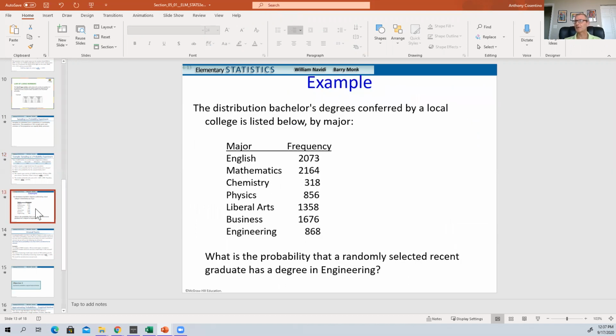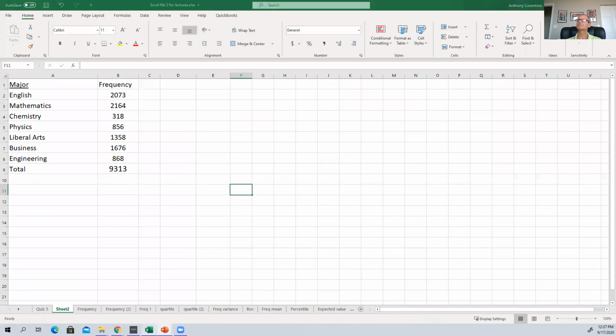So here's another example. Here's a list of bachelor's degrees at a local college listed by major. What I did in this case is put this data in a spreadsheet, to show you how to do the calculations in a spreadsheet. The spreadsheet gives you the ability to not only do the math like a calculator, it also will do rounding for you too, which I'll show you.